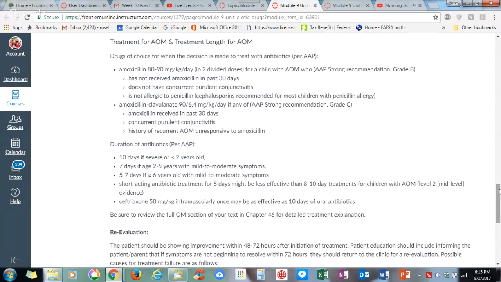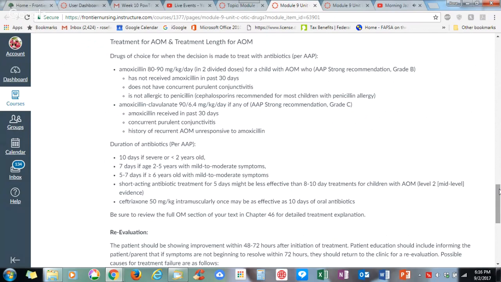Cephalosporins are recommended for most children with penicillin allergy. Or amoxicillin clavulanate 90-6.4 milligrams per kilogram per day if amoxicillin has been received in the past 30 days, if the child has concurrent purulent conjunctivitis, or if the child has a history of recurrent acute otitis media unresponsive to amoxicillin.